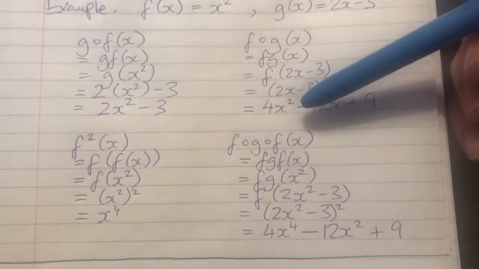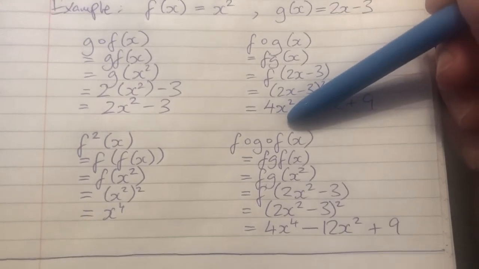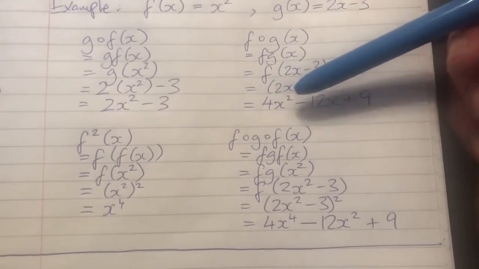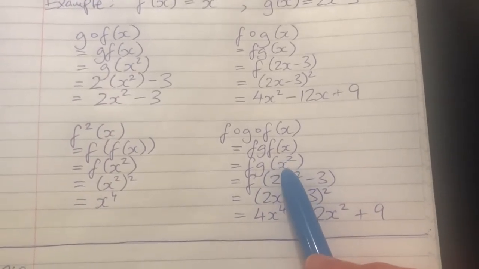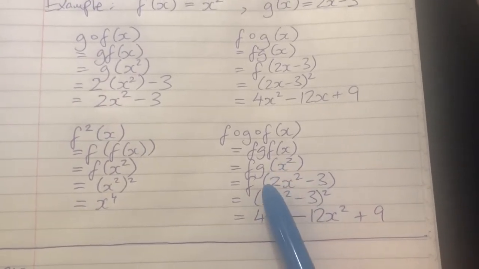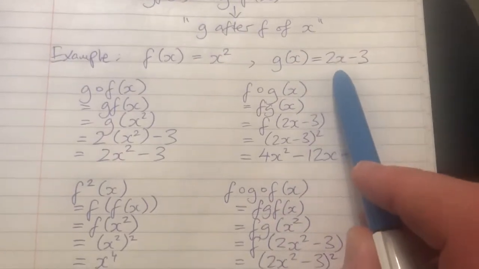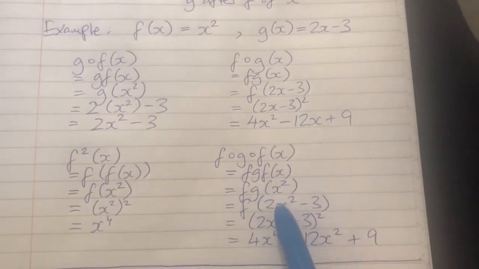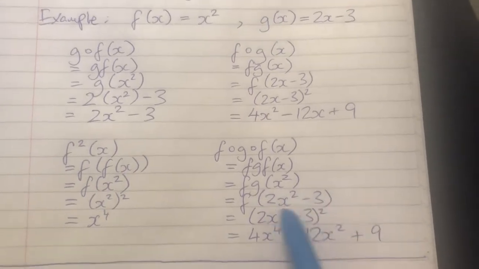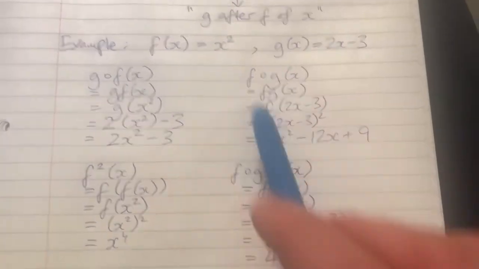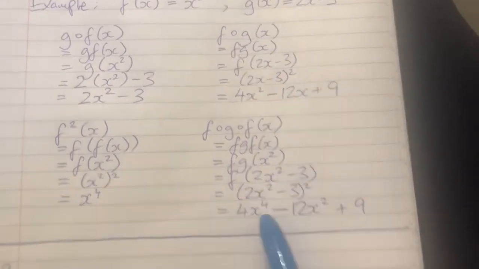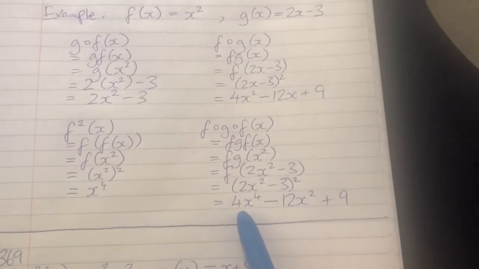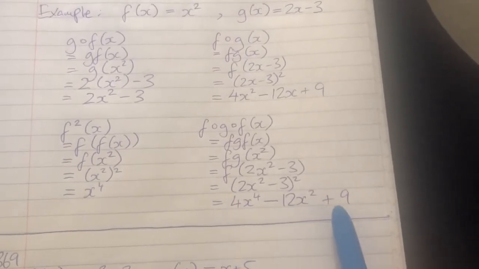You also can have composite functions in triples like this. F after g after f of x, f g f of x. So first of all, we apply f of x gives you x squared. X squared then serves as the input to the g function, which is twice your input, and subtract 3. So g of x squared is 2x squared minus 3. And then we apply the f function once again, where the f function serves as the squaring of your input. F of 2x squared minus 3 is 2x squared minus 3 all squared, giving us a final answer of 4x to the 4 minus 12x squared plus 9.